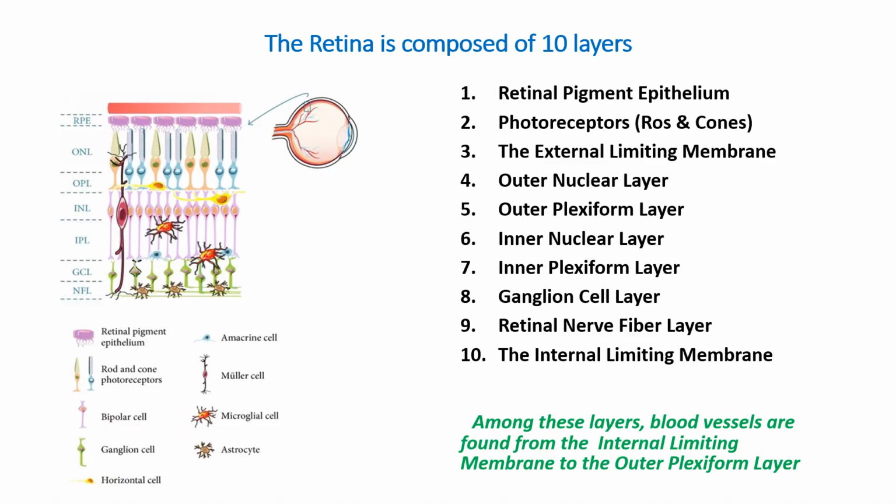The retina is composed of 10 layers from outward to inward. Outward, near the sclera, is the retinal pigment epithelium, then the photoreceptors, and many other layers, ending with the retinal nerve fiber layer most internally and the internal limiting membrane. Among these layers, blood vessels are found from the internal limiting membrane to the outer plexiform layer.